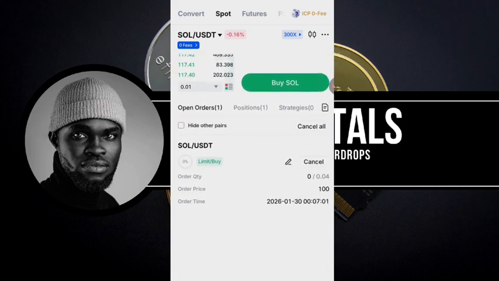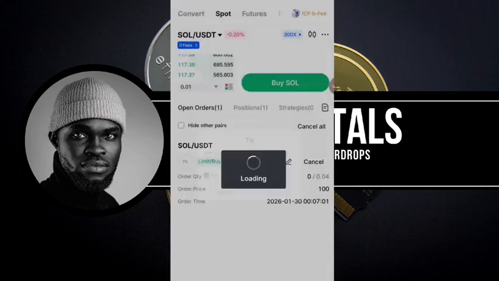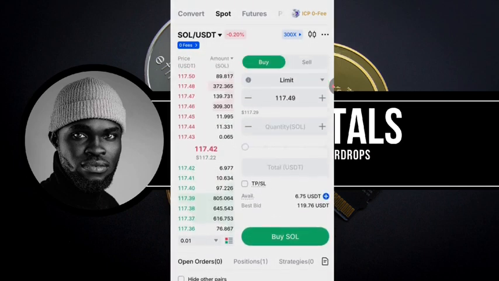So I can just keep waiting for this until it happens, but you and I know this is not going to happen anytime soon. So in order for me not to just waste my money or allow my money tying down, except you know one thing about limit orders is that it's a long time game when it comes to trading. So I can just go ahead and click on Cancel. It says, are you sure you want to cancel this order? No more reminders. So I'll confirm it. I've cancelled the order.